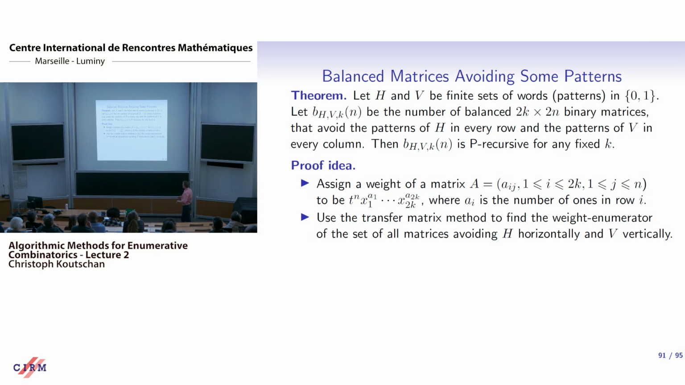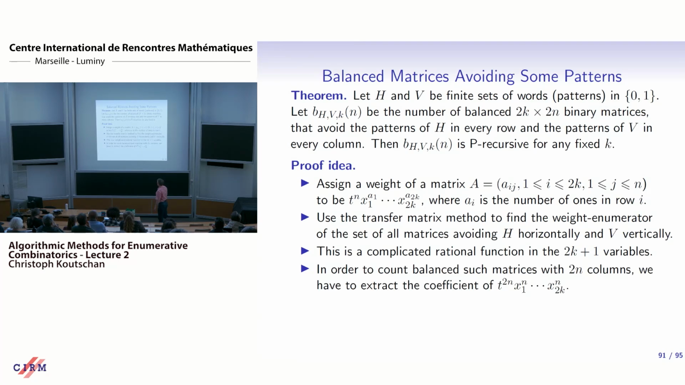There's something called the transfer matrix method to find the weight enumerator of the set of all matrices that avoid these patterns. Not yet talking about the balancing condition. This will be a very complicated rational function in all these variables. And in the end, we have to extract the coefficient to get what we want, to count such matrices that avoid the patterns and are balanced.